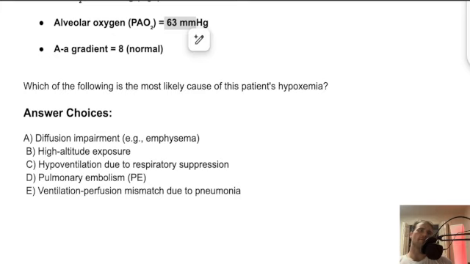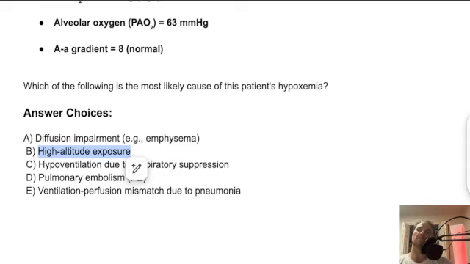So diffusion impairment. If you can't diffuse, then the A-a gradient would be high because oxygen can't pass into the blood properly with the diffusion impairment. So the gradient would be high there. High altitude exposure would cause low oxygen, but normal CO2, not hypoventilation. So that would not make any sense because our CO2 would be at least normal.